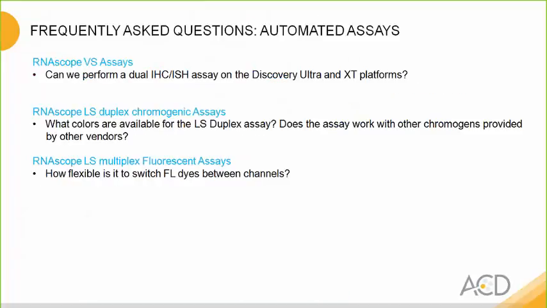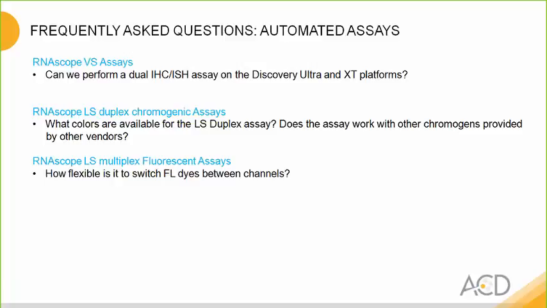Some other questions that have popped up on the automated platforms is, with the VENTANA, can you perform a dual IHC-ISH assay on the Discovery Ultra and XT platforms? We do have limited information, but if you are interested in being able to do dual ISH and IHC with the Discovery Ultra or XT, you can contact technical support and we'll be able to help provide further information.